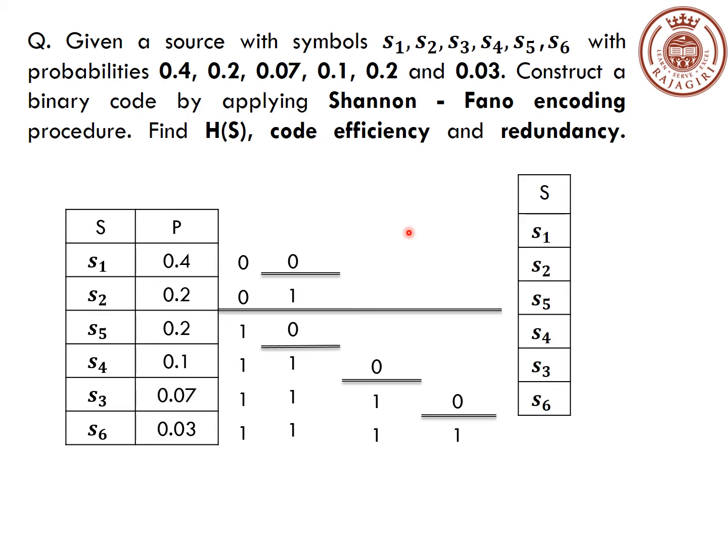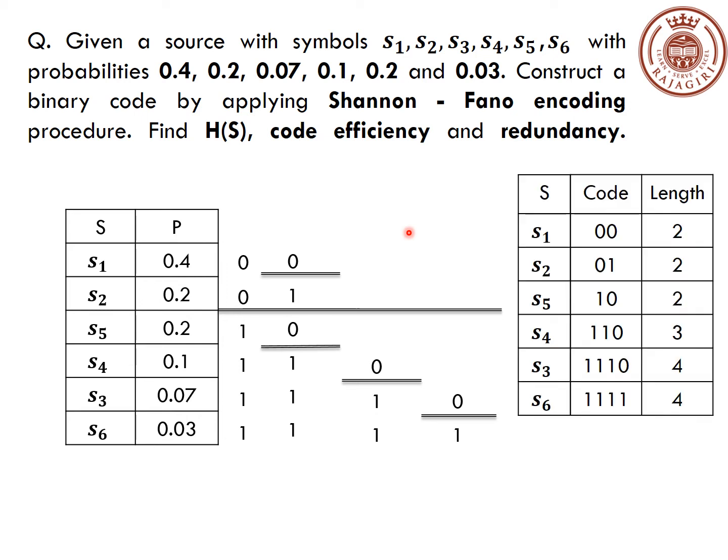But the question is, what is the exact bit representation of each symbol? So there are 6 symbols. The code words for each symbol: for S1 it's going to be 0, 0. For S2 it's going to be 0, 1. S5 it's going to be 1, 0. S4 it's going to be 1, 1, 0. S3 is 1, 1, 1, 0 and S6 is 1, 1, 1.